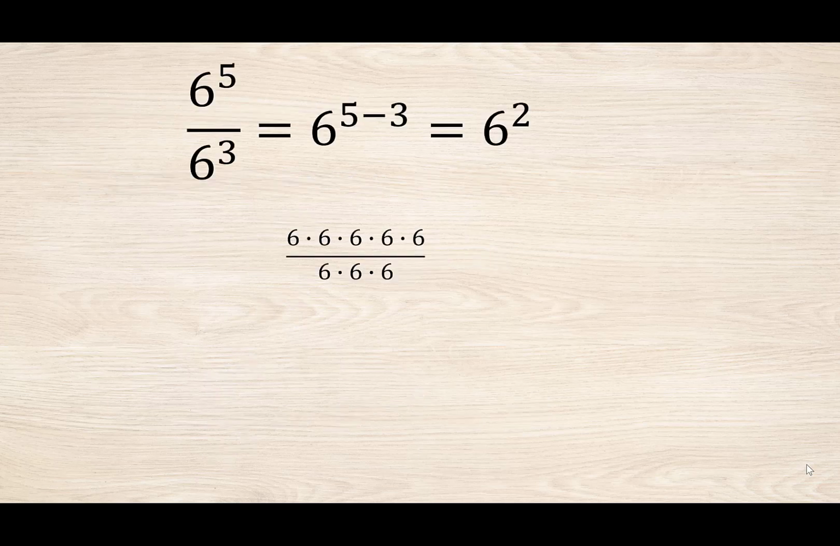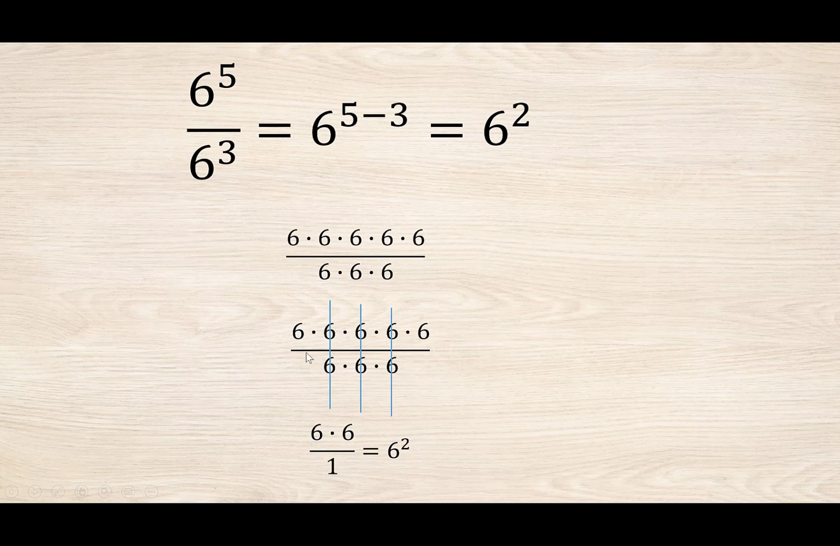Now, the reason why this works is because 6 to the 5 divided by 6 to the 3 really tells me that I have 5 6s up in my numerator. All right, 1, 2, 3, 4, 5. I have 3 6s in my denominator. And I know that when I do a 6 divided by 6, that just gives me 1. So this 6 divided by 6 is 1. This 6 divided by 6 is 1. This 6 divided by 6 is 1. So those 3 sets of 6s are no longer there. We've eliminated them by changing them to 1s.